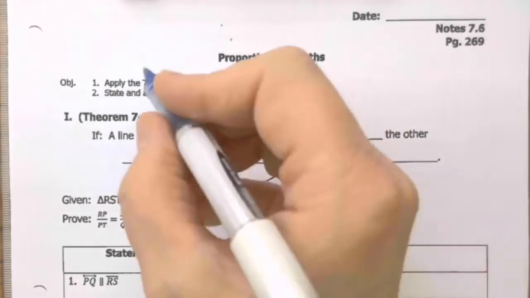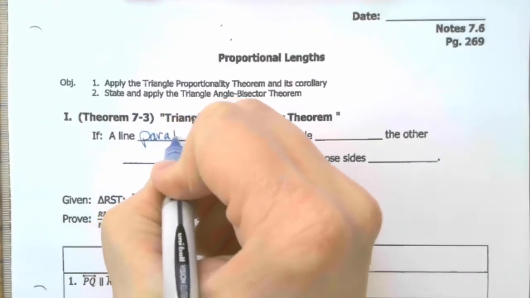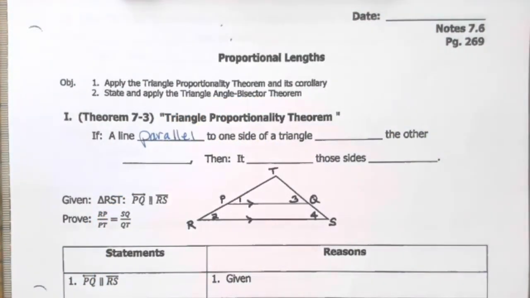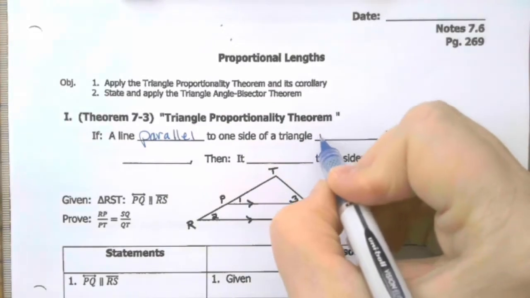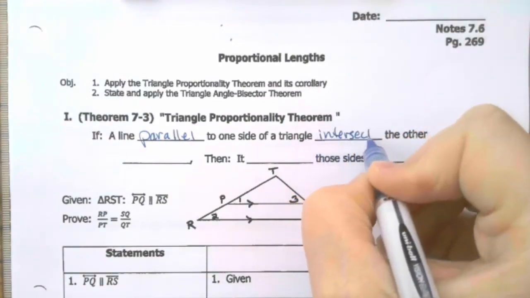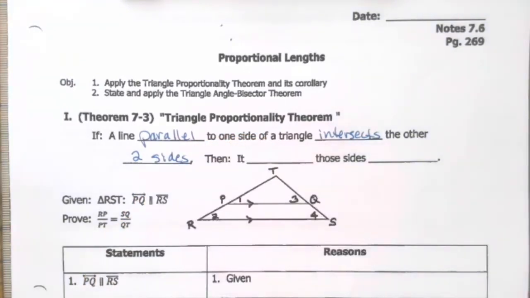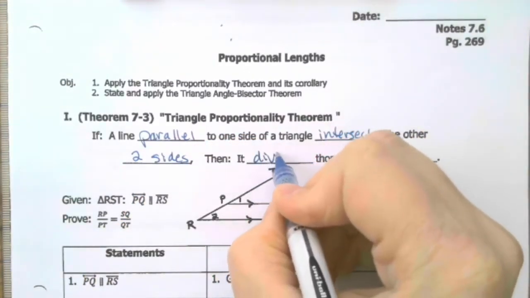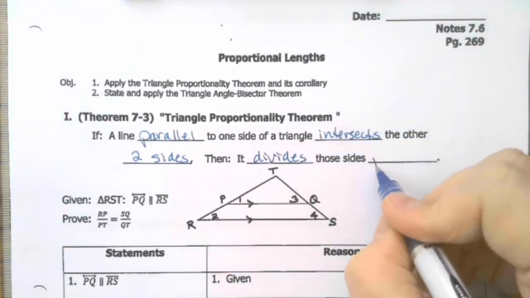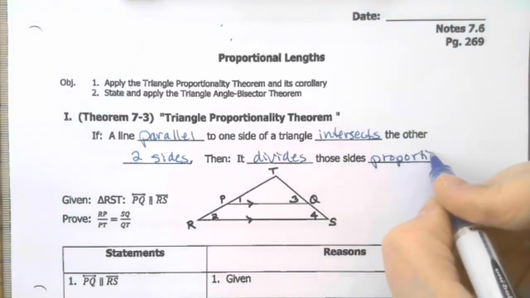This says if a line parallel to one side of a triangle intersects the other two sides, then it divides those sides proportionally.